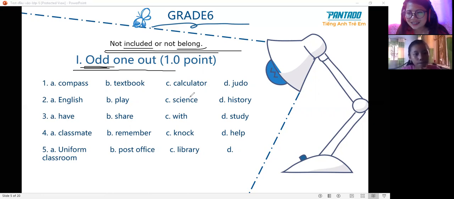What letter? We will go in to answer this first, then later we will find out if your answer is correct. Okay, what letter in number one? Which word is not included or not belong?